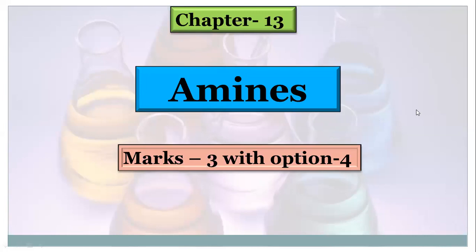So this is again a chapter from organic chemistry, amines. This is a functional group, you know, NH2. RNH2 is the primary amine. Then RNHR, this is secondary amine. Then RNR, 3 R's and 1 N, is called tertiary amine, but I will explain in detail. This again has 3 marks without option, and with option it is 4 marks.